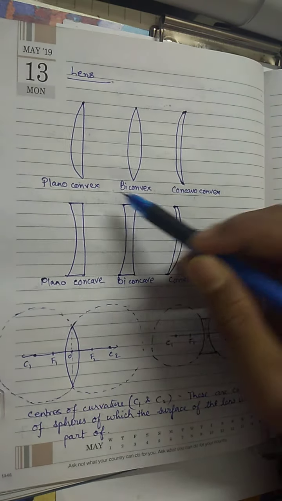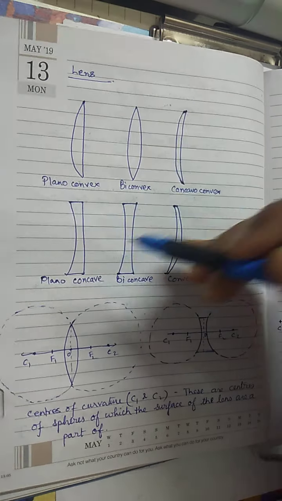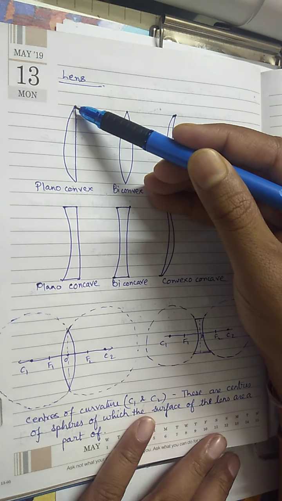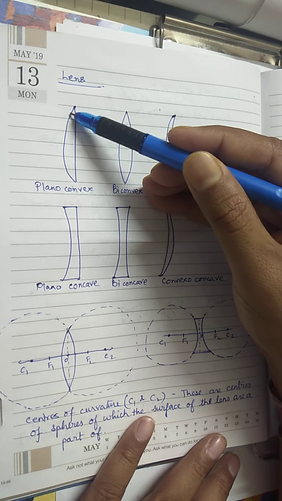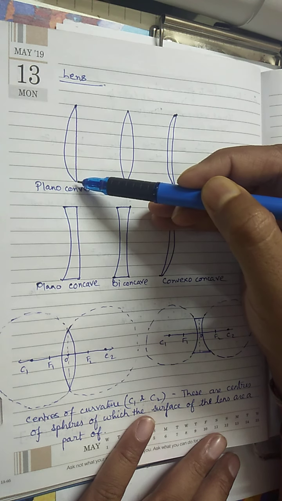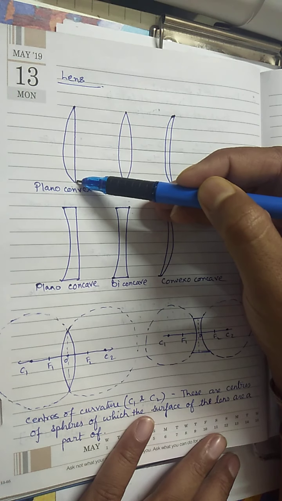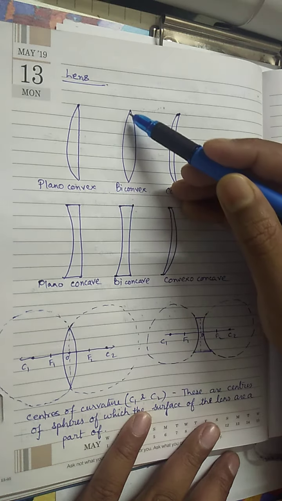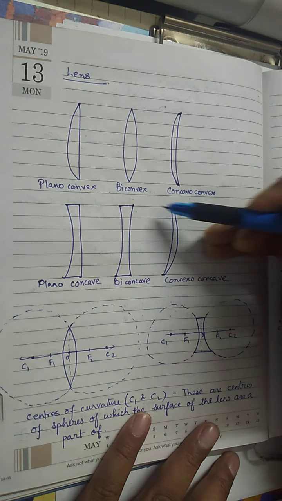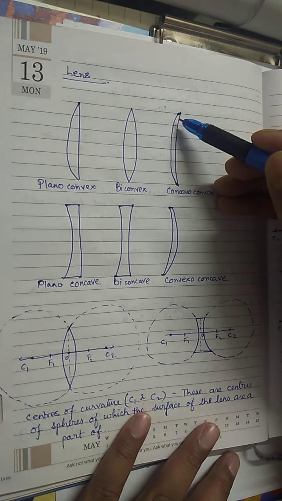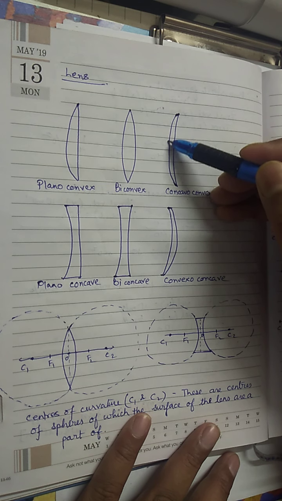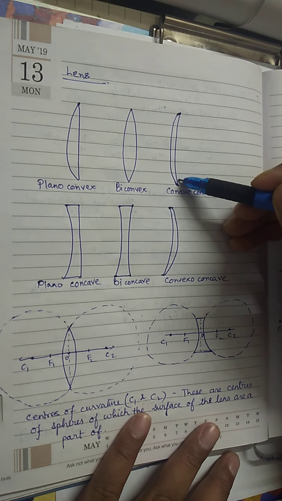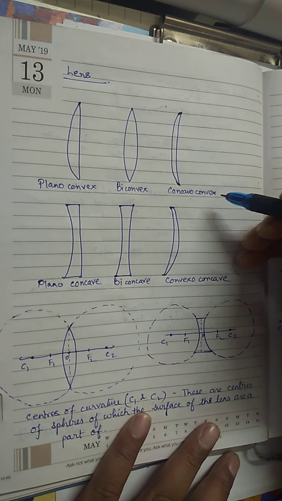Generally, when we talk about lens, every lens has got two refracting surfaces. Suppose here, this surface is a convex surface and the other surface is a plane surface. So such kind of a lens is called plano-convex. Such a lens where both the surfaces are convex, this is called biconvex. In this lens, this left hand side surface is convex and the right hand side surface is concave. So this is called concavo-convex.